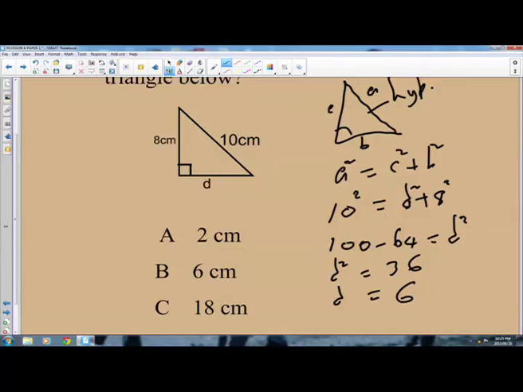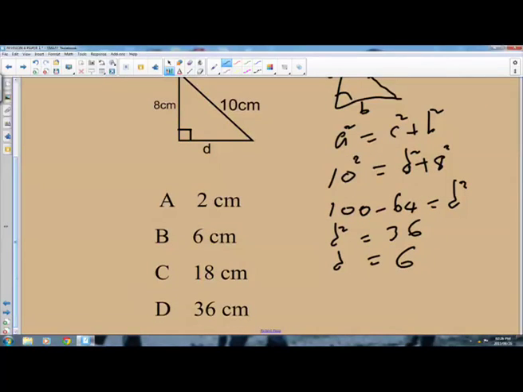You check in your alternatives. Do you have 6? We got A, which is not the correct answer, and then C is 18, D is 36. The correct answer to this question is B. So we'll have to circle B. This is the correct answer. Remember, here we are applying the Pythagoras rule, which says A squared equals C squared plus B squared.